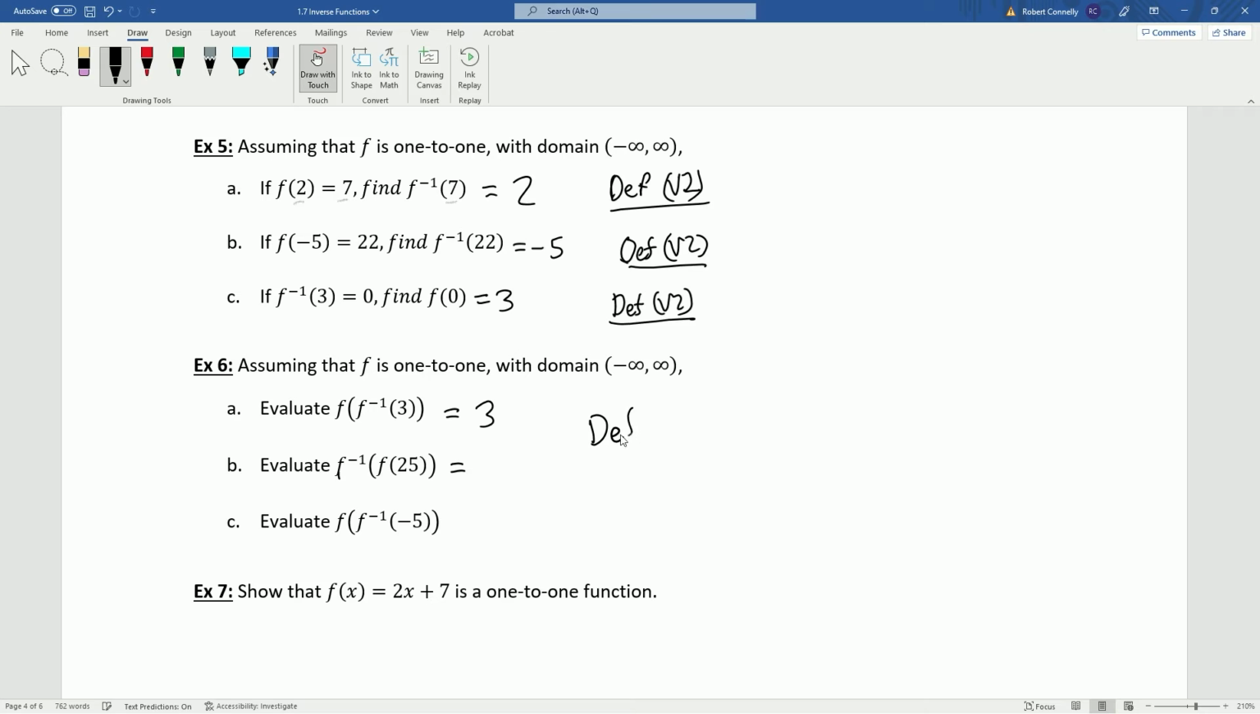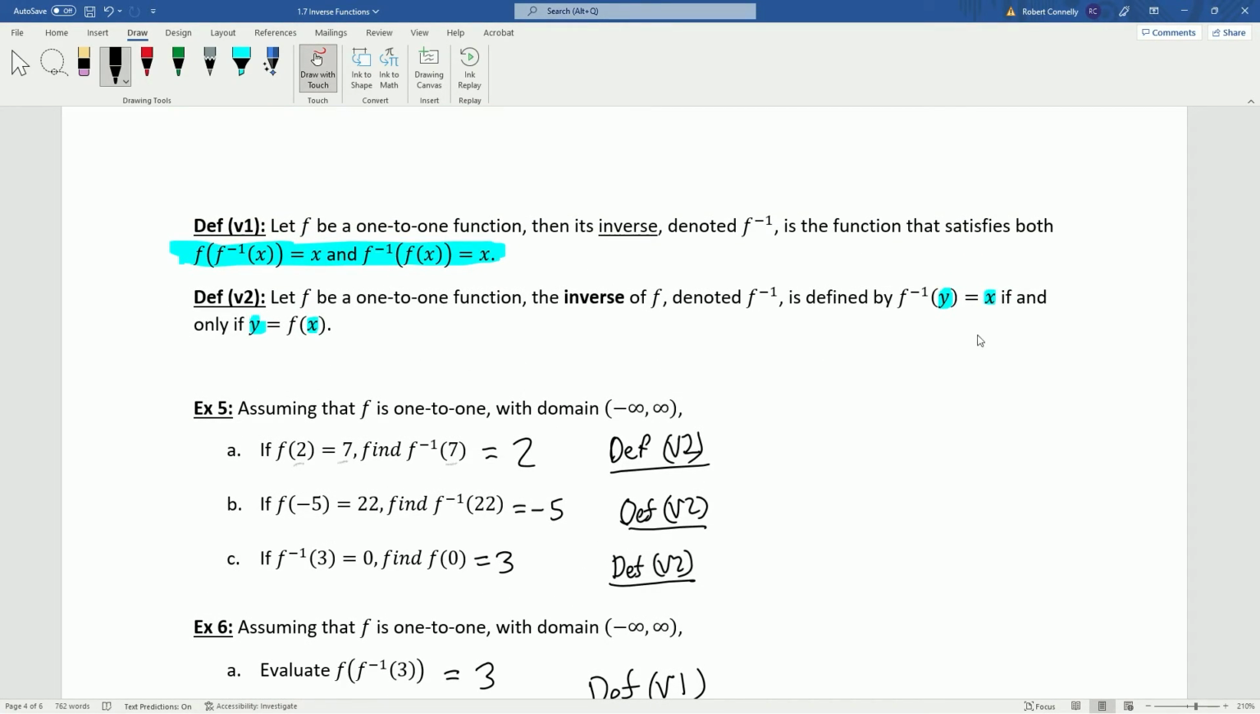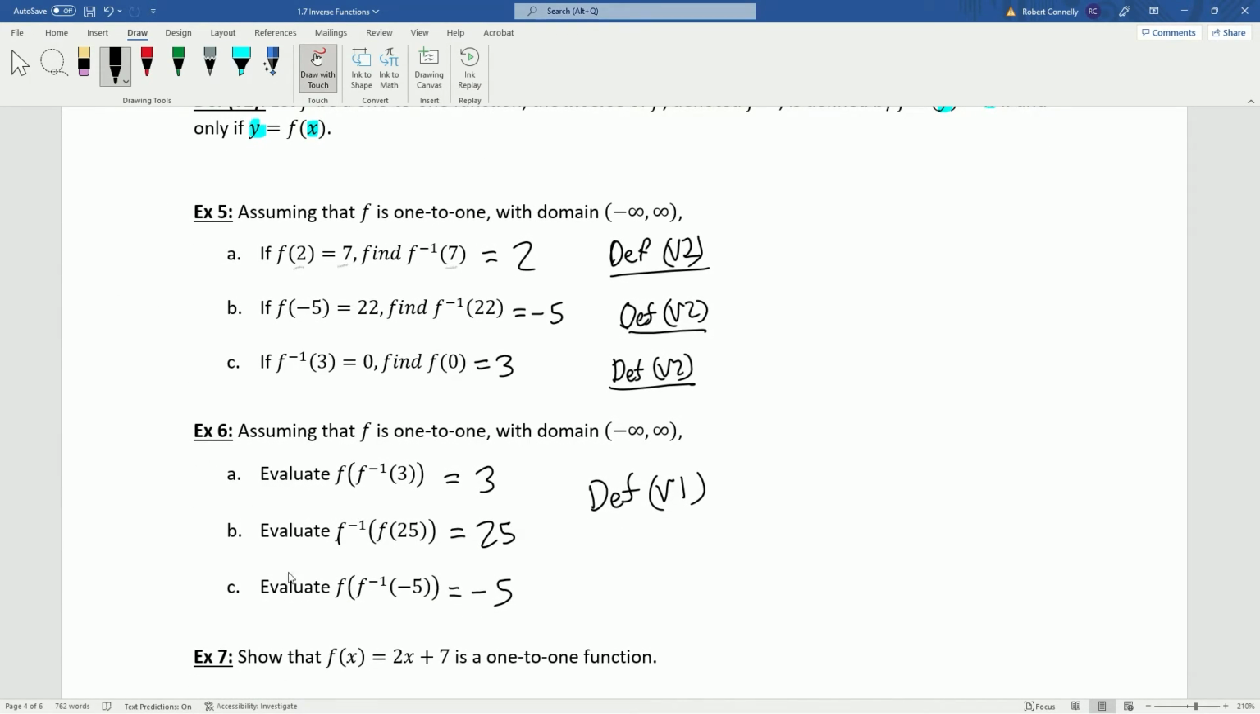So this is definition version 1. f inverse of f of 25 is 25. That's all there is to it. f of f inverse of negative 5 is negative 5. That's all there is to it. So don't make these problems more complicated than they need to be. They really just boil down to understanding these two definitions. If you understand those definitions, you should be on pretty good footing with this type of problem.